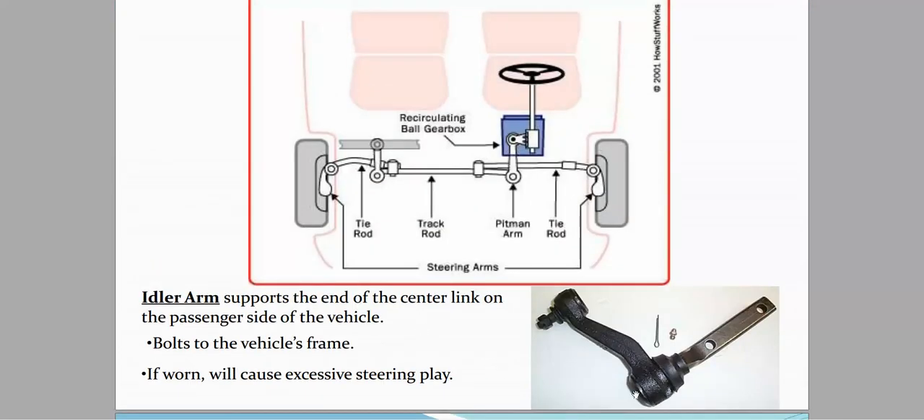This is our idler arm that supports the end of the center link on the passenger side of the vehicle. It is bolted to the vehicle frame. If worn, it will cause excessive steering play.